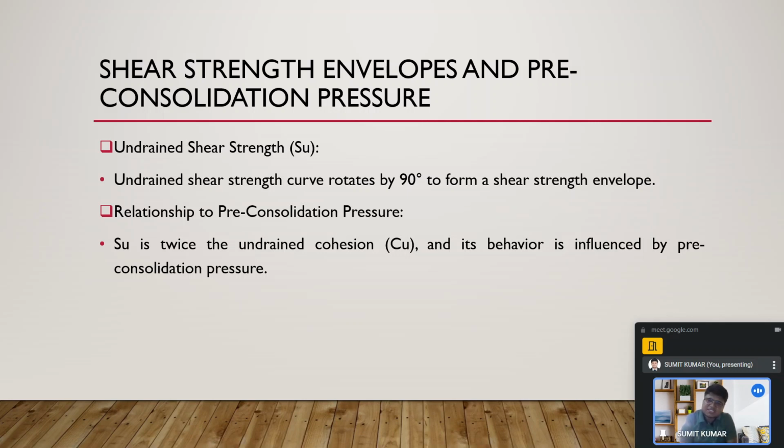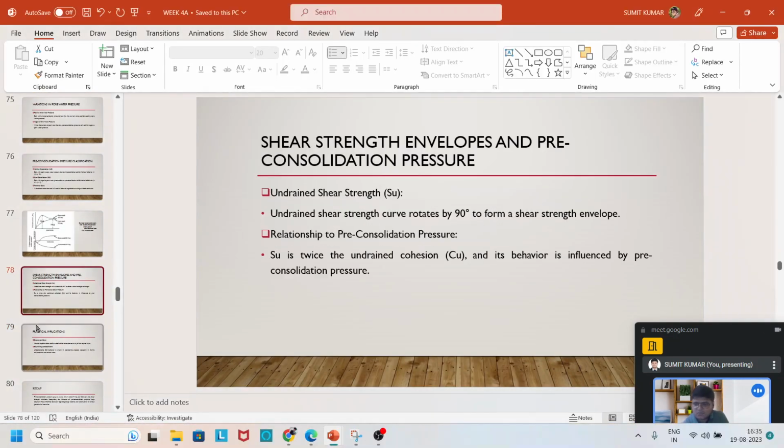Now we come to the shear strength envelope and the pre-consolidation pressure. We have already discussed that the pre-consolidation pressure is one of the important aspects because on the basis of that we have stated the value of the negative and positive pore water pressure and many more things. So when we talk about the undrained shear strength curve rotated by 90 degrees to form a shear strength envelope, there is a relationship between the Su and Cu influenced by the pre-consolidation pressure. And what is that interrelation? I will show you at this point of time.